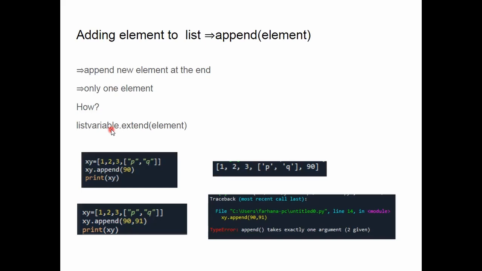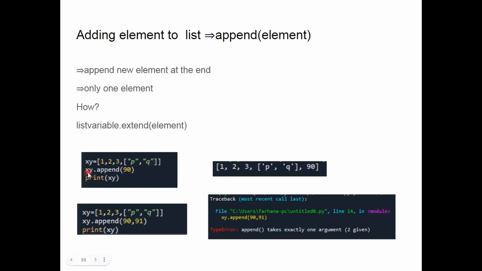Now what is the method of using the append function? The method of using append is similar to the method of using extend. Here the method of using extend is list variable dot extend element, and if you want to use the append function, it will be list variable dot append and the element. So here we have list xy containing 1, 2, 3 and p2, which will be the sub element. Now we want to add 90 at the end.